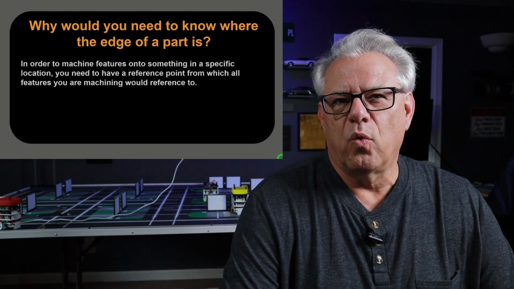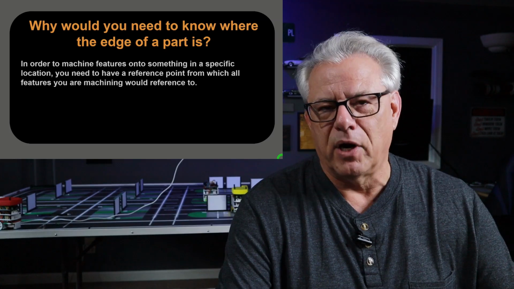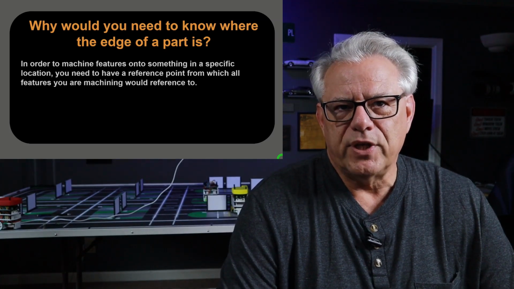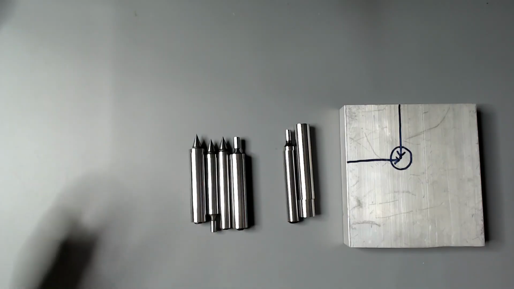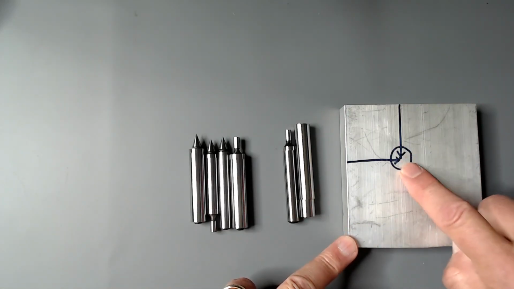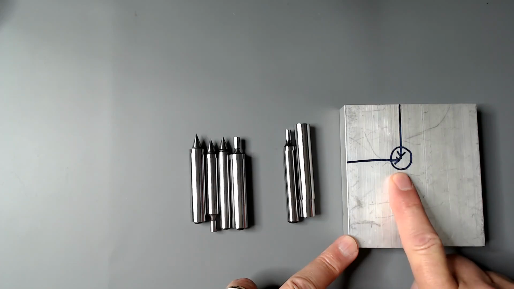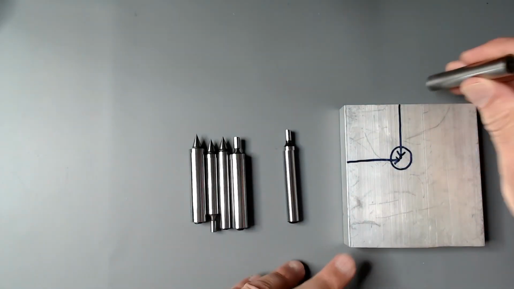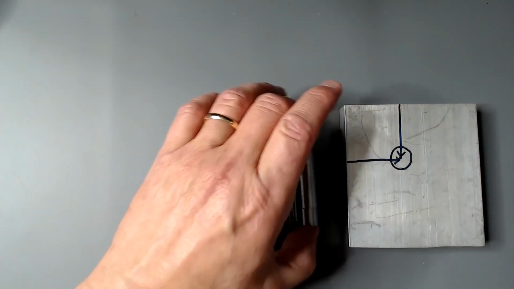Why would you need to know where the edge of a part is? Edge finder allows us to find the edge of a part. Well, in order to machine features onto something in a specific location, you have to have a reference point on the piece. For example, if I want to machine a hole at that location, X number of distance down, Y number of distance over, I would use an edge finder to detect the edge of the part very accurately. That's the very key function of this. It's a simple tool, but incredibly accurate.